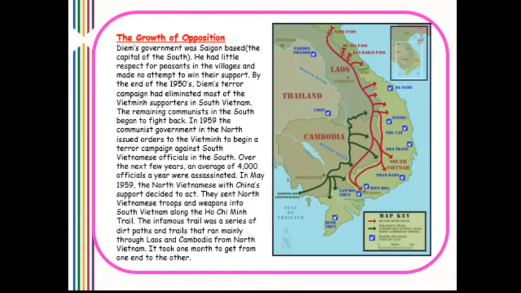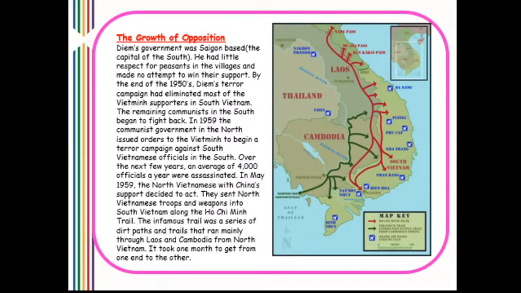So the growth of opposition against Diem then. Diem's government was Saigon-based, which is the capital of the south. He had little respect for peasants in the villages and made no attempt at all to win their support. By the end of the 1950s, Diem's terror campaign had eliminated most of the Viet Minh supporters in South Vietnam. The remaining communists in the south began to fight back.